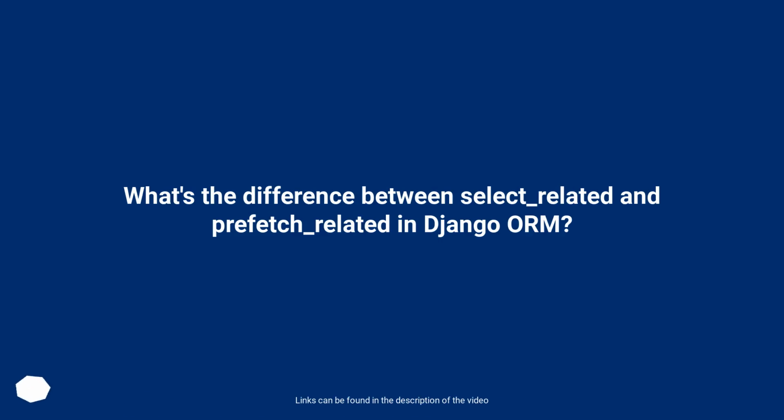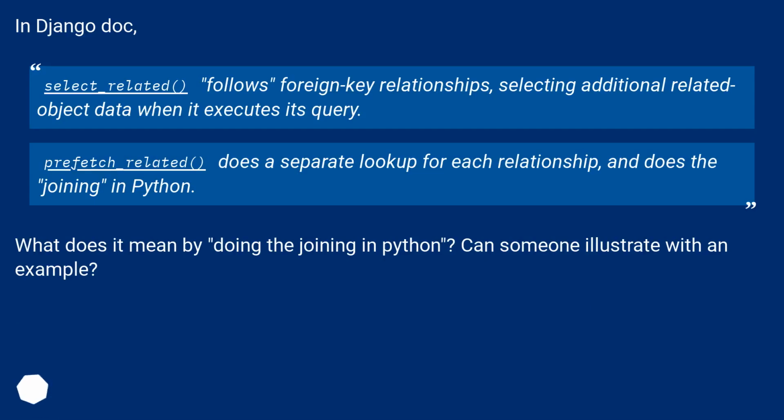What's the difference between select_related and prefetch_related in Django ORM? In the Django docs, select_related follows foreign key relationships, selecting additional related object data when it executes its query. Prefetch_related does a separate lookup for each relationship, and does the joining in Python. What does it mean by doing the joining in Python? Can someone illustrate with an example?